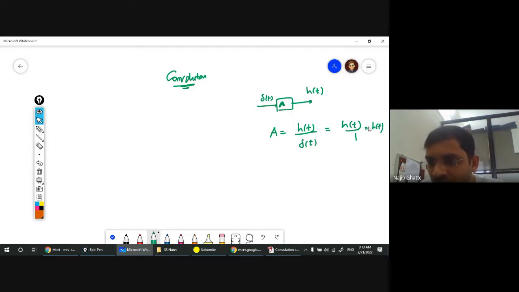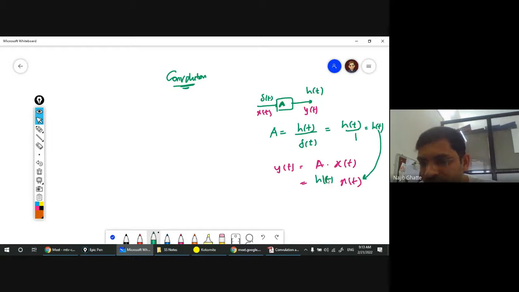Fine. And now since you know that h of t, you know the value of a now, what is a inside, then you can simply write, for example, if I write here x of t, you get the answer as what, sir? Y of t, and hence y of t can be written mathematically. Y of t is equal to a times x of t, and a can be replaced as h of t. From where do I get, sir, h of t? I get it from this equation. That is the basic physical significance of convolution.